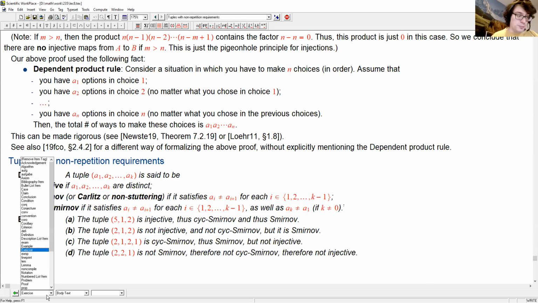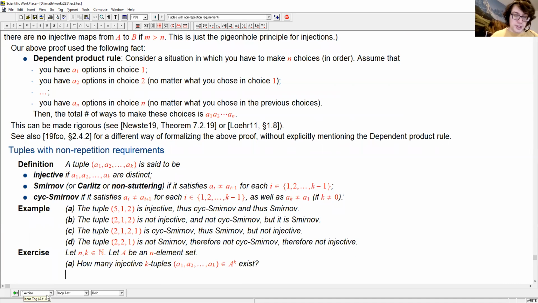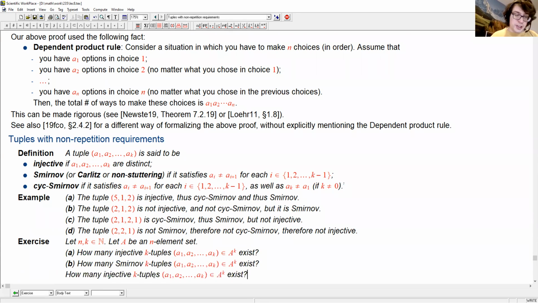So let's count them. Let n and k be non-negative integers. Let A be an n-element set. First, how many injective k-tuples are there with elements in A? Secondly, how many Smirnov k-tuples are there? And finally, how many cyclically Smirnov are there?